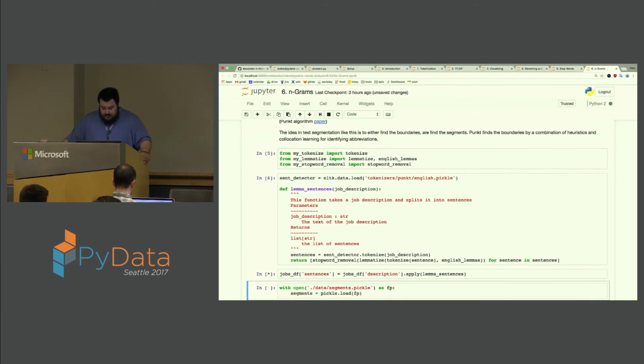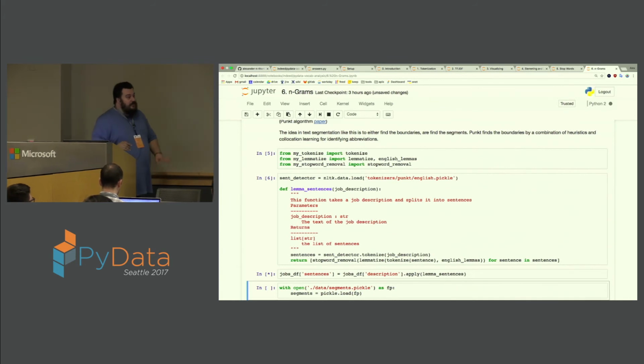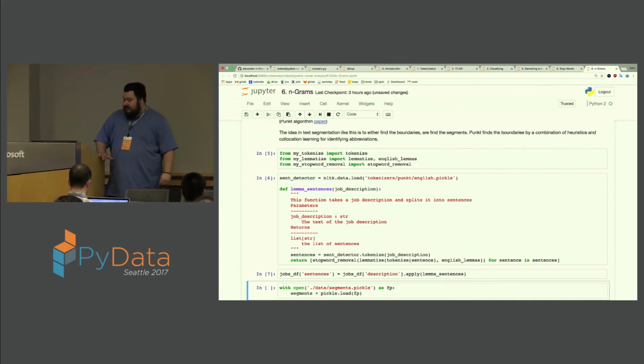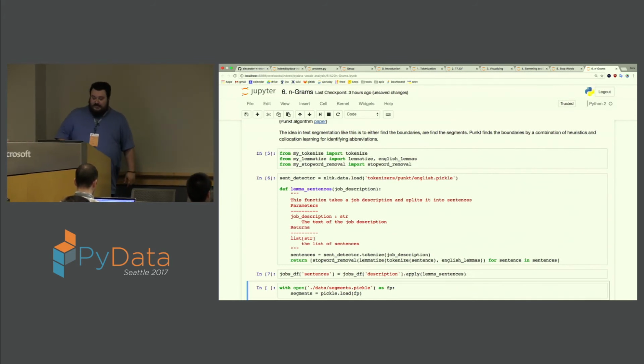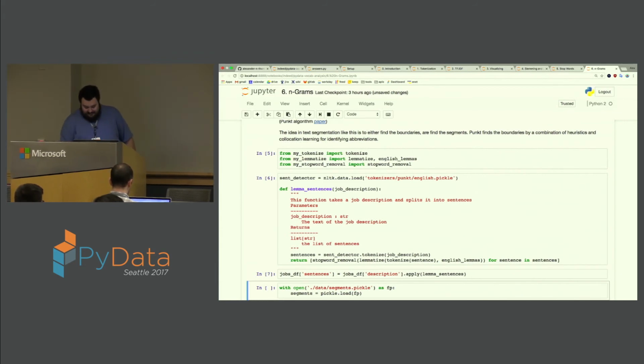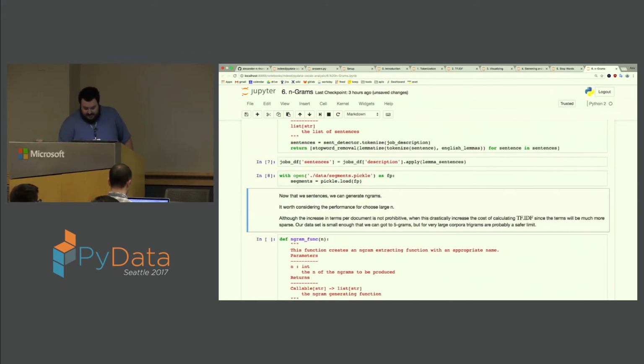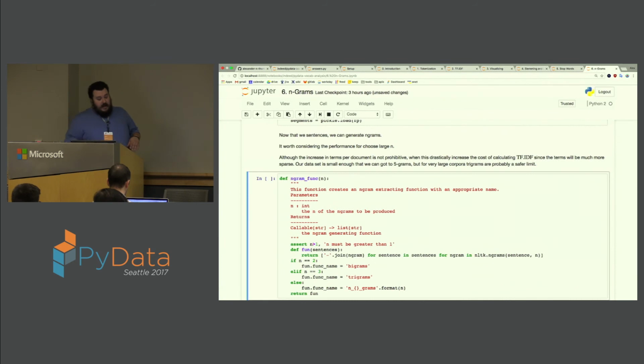So let me run this. This will take a few moments. It won't take that bad because we're not doing stemming, right? That took a really long time. Oh, look, it finished already, so I don't need to stall. Load the segments back. Okay, so now I'm going to create a convenience function for myself.